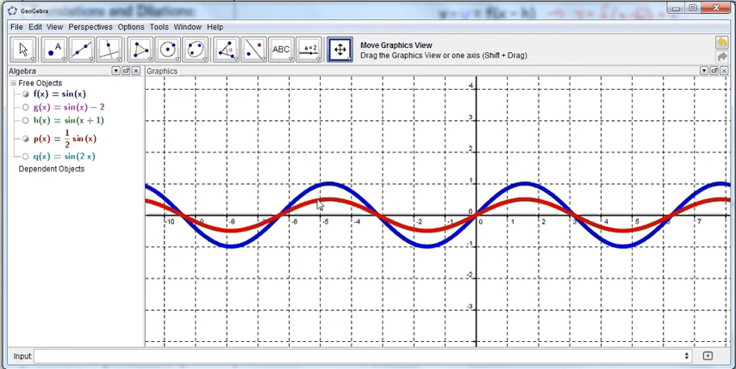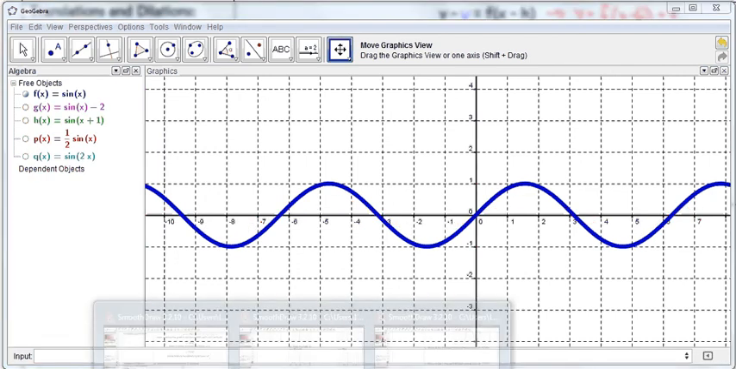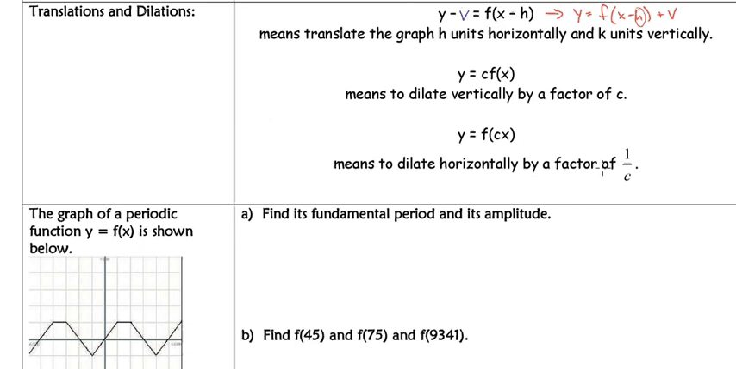All right. Last, we're going to go through and dilate horizontally. Here with the first one, we multiplied the result, our output, by a value. Now we're going to multiply our x value, our input, by a value. Notice what it says is going to happen. It says the inverse is going to give us 1 over c. And let's take a look at that.